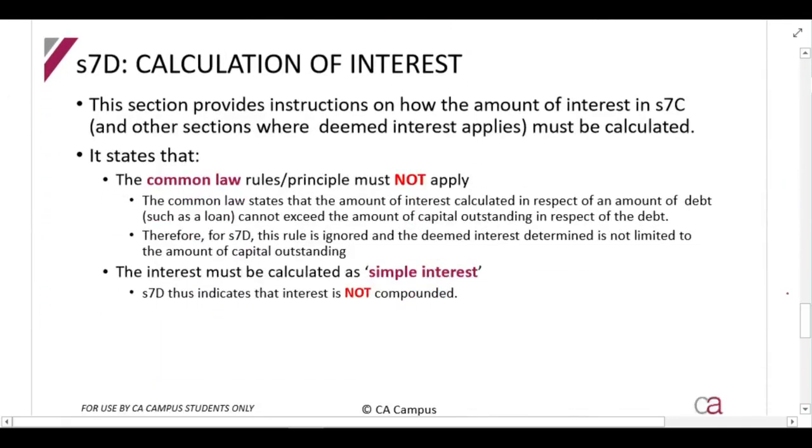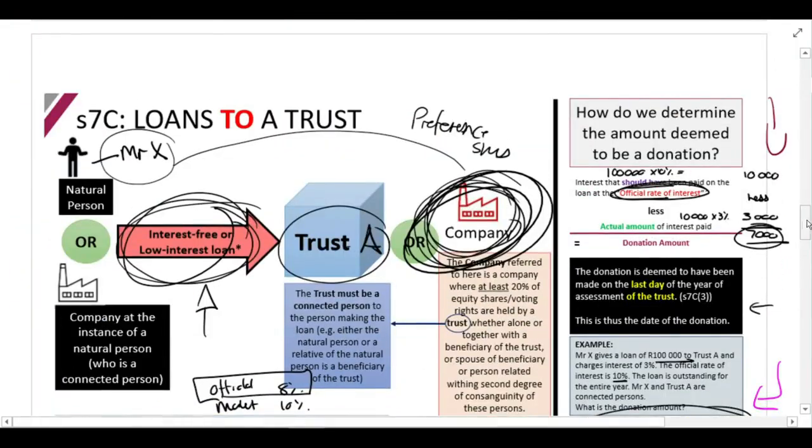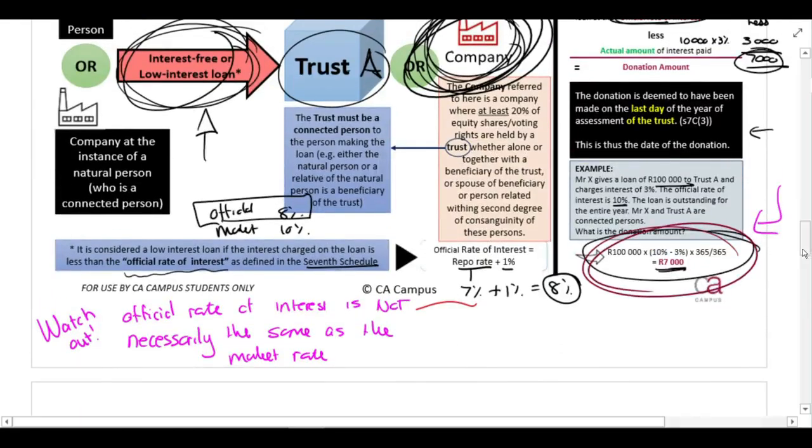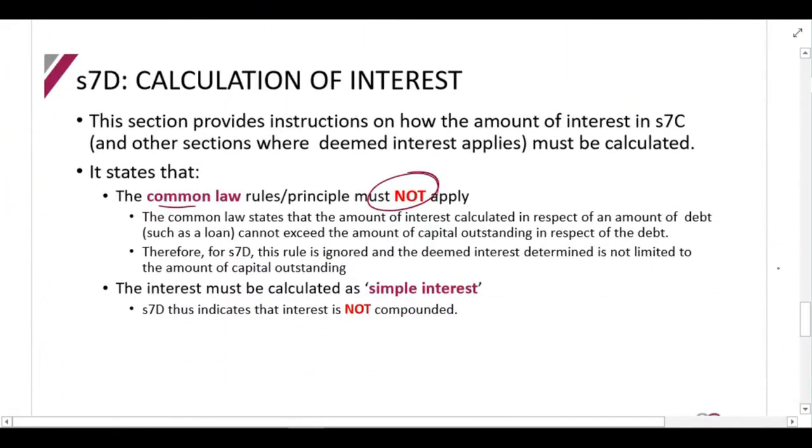Section 7D just tells us two rules. This won't really affect you. I'm just mentioning it to you. The first one it tells you is that the common law principles must not be applied when determining this interest that we calculate. So this 7,000 interest or donation amount, which is basically interest which was donated, they say we don't take this into account. Let me just quickly explain.